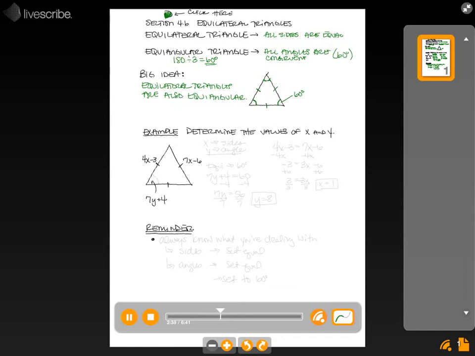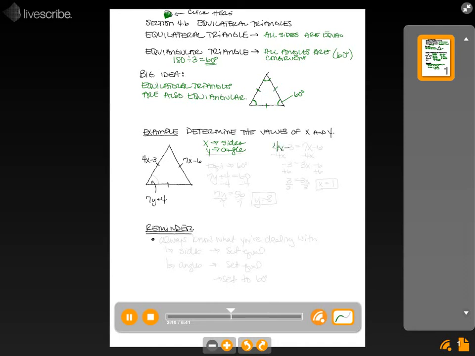So let's look at our example. Our example says determine the values of x and y. Notice we've got two different ideas going here. Our x's deal with the sides of our triangle, and the y deals with an angle. This is really important. You have to identify what the variable is talking about so that you can set the problem up correctly. For sides of an equilateral triangle, they're going to be congruent, and we've learned that congruent things can always be set equal to each other.